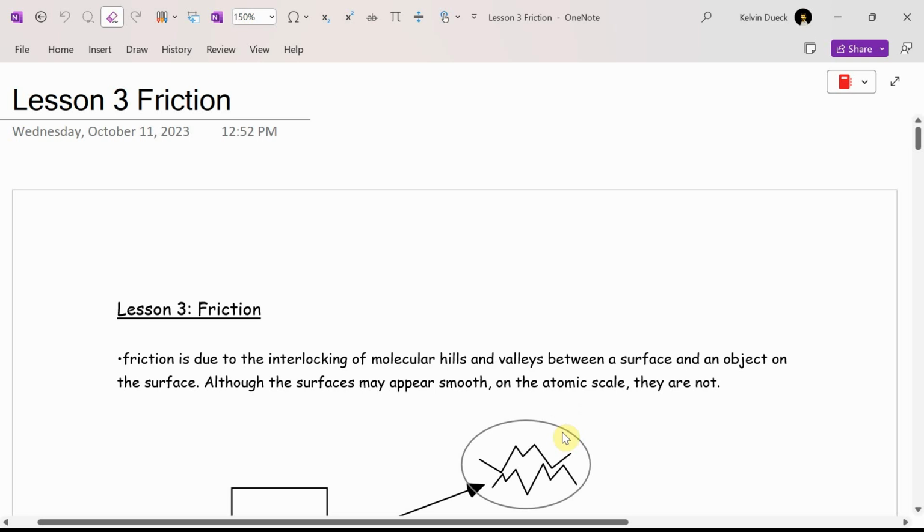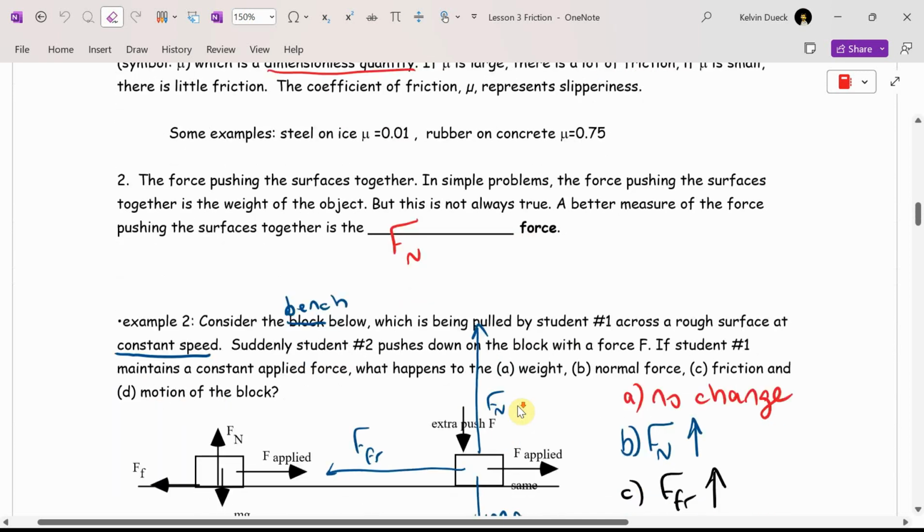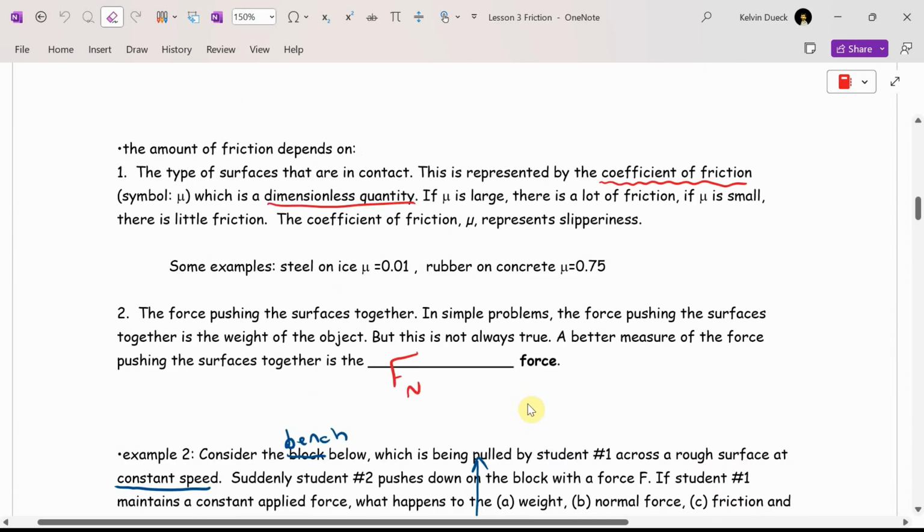Just a reminder, last day we revisited the concept of friction. We said that friction could be calculated. It depended on two things: how sticky or slippery two surfaces were in relation to each other. We called that the coefficient of friction, symbol mu. A low mu close to zero meant really slippery. A higher mu closer to one meant really grippy.